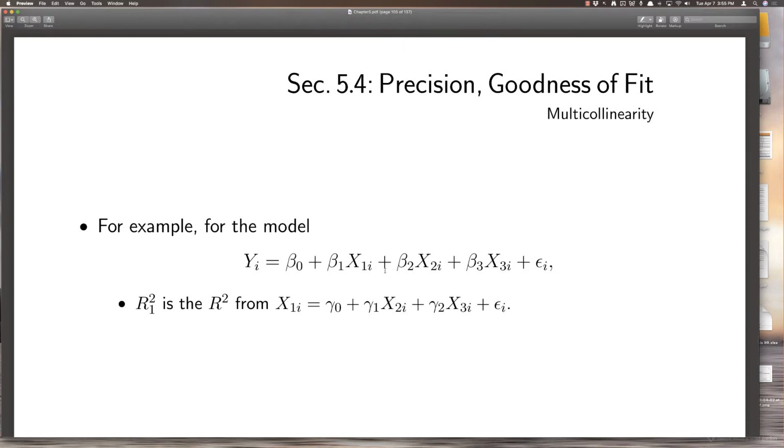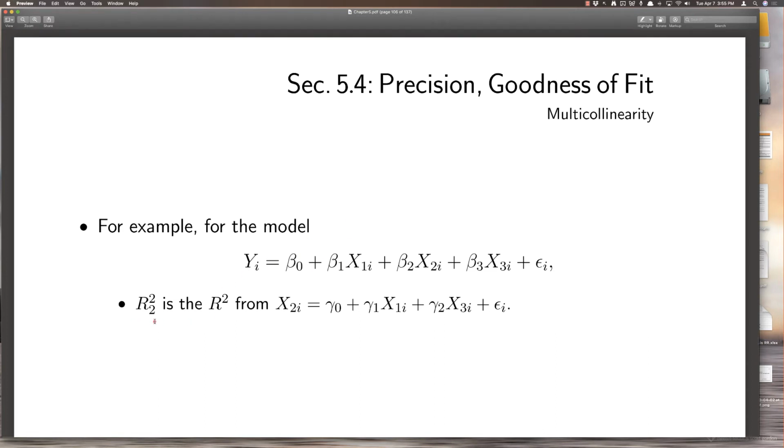So if all of these x's are highly correlated, what does that do to the variance of the beta 1 hat distribution? We want it skinny. We always want the beta 1 hat distribution to be as skinny as possible. That gives us the highest chance of rejecting the null hypothesis, all right?